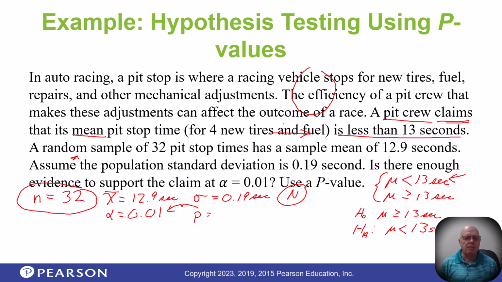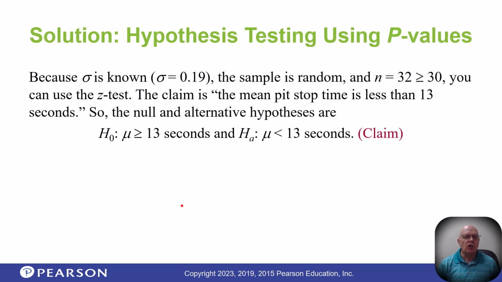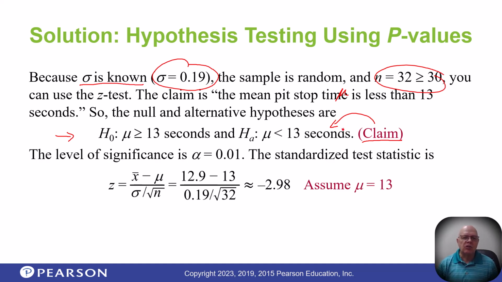So let's catch up. So we've got population standard deviation known. We've got that. We have the sample size greater than 30, so we can use the z-test. The claim is the mean is less than 13, so here we have the null and alternate hypotheses. And we've labeled the claim as the alternate hypothesis. The level of significance is 0.01. We're ready to use that.